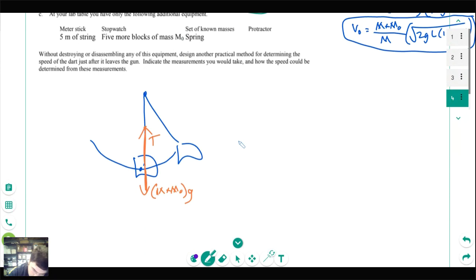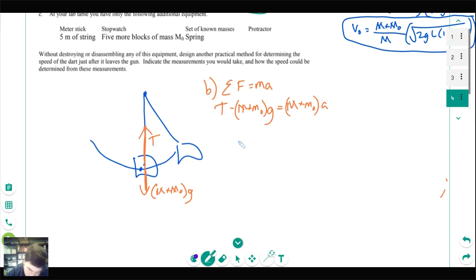Let's look at part B. F equals ma. Well, we know we've got to be swinging in a circle, and this is circular motion. The tension going up must be bigger than the weight pulling down. Okay, so the vertical tension going up must be bigger than the weight going down. So this is T minus (m plus m naught) g equals (m plus m naught) a.